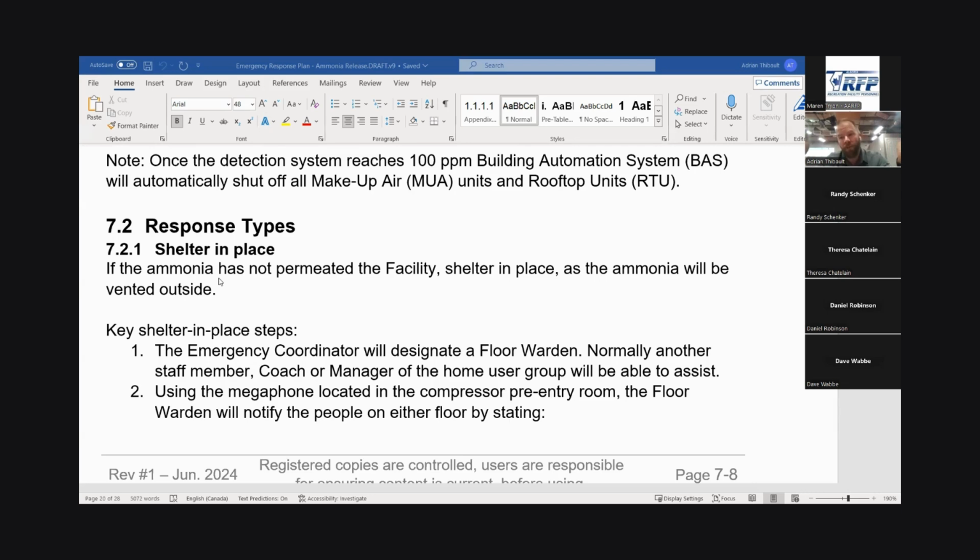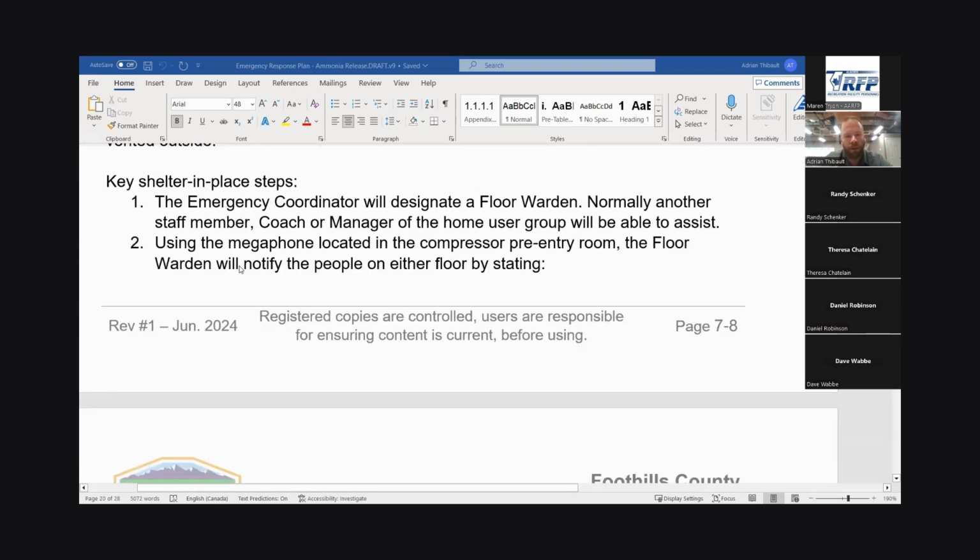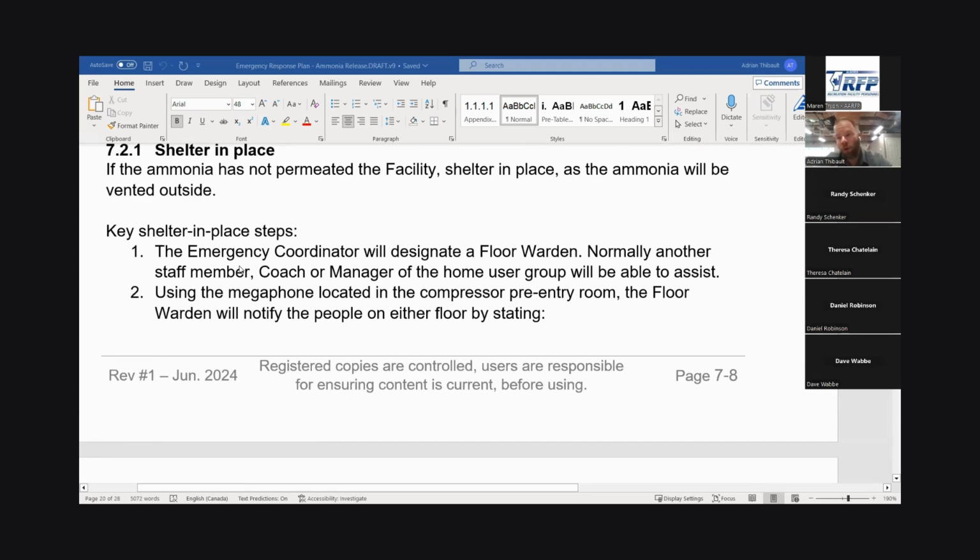Now it's going outside. So you probably want to shelter in place. You don't want to send everyone out to an ammonia cloud. So having a shelter in place protocol is really key, and not only for ammonia situations, there's other ones too. Active shooter, bomb threat, situations like that. You want to have a shelter in place, tornado, other things like that, right?